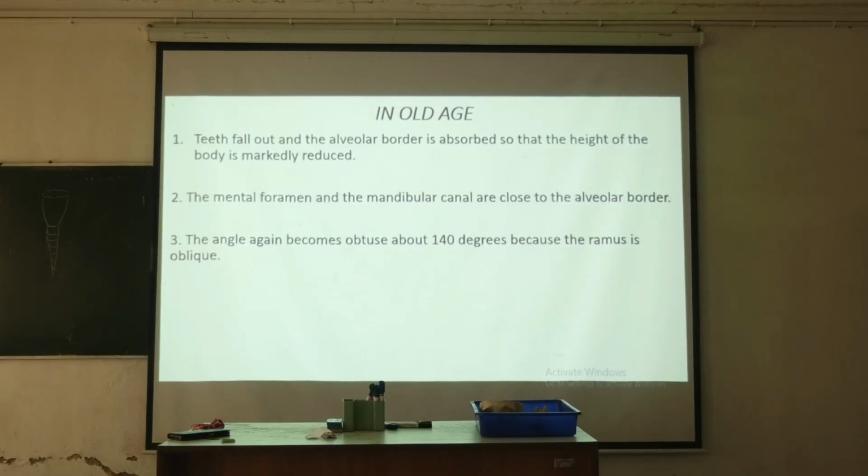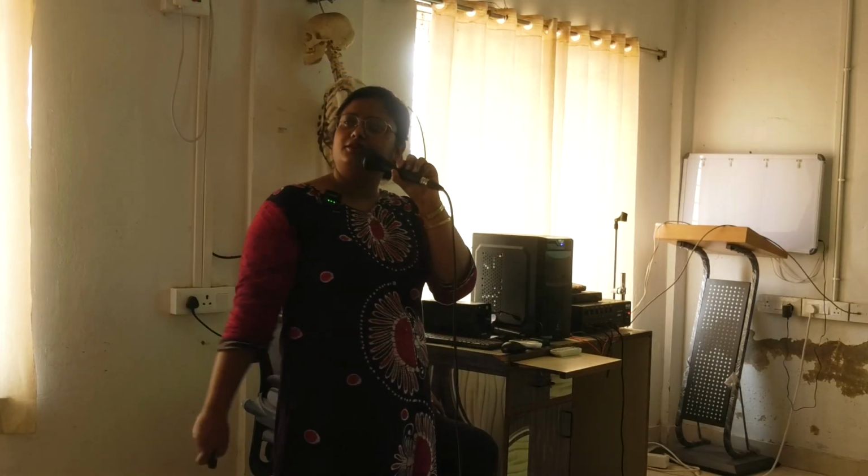Next, in old age, again the angle will increase. From adult, the angle again becomes obtuse, about 140 degrees, because the ramus becomes oblique. And the mental foramen and the mandibular canal are close to the alveolar border, because teeth are falling and the alveolar margin is reabsorbed. That's why the upper part is destroyed, so the mental foramen is lying near the alveolar border. And teeth fall out and the alveolar border is absorbed so that the height of the body is markedly reduced.